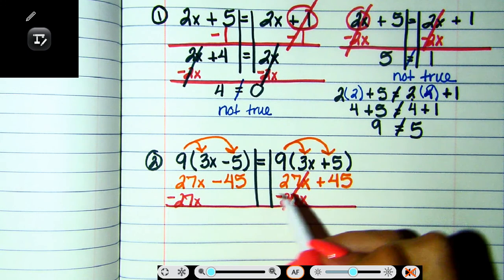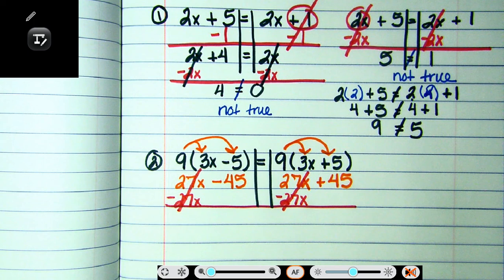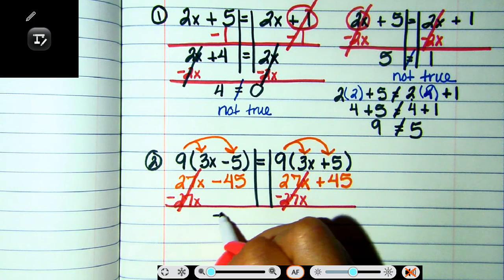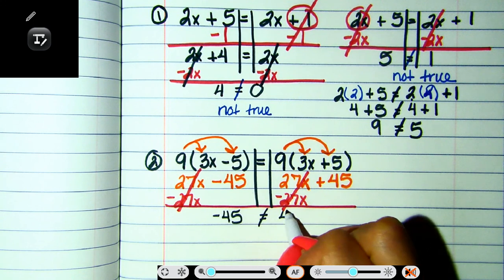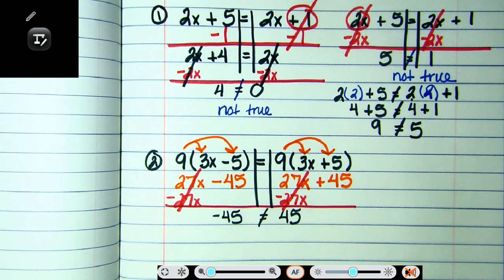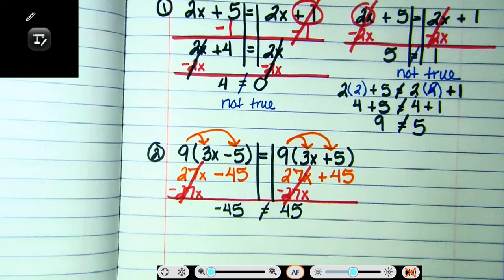Okay, cancels and cancels. So negative 45 is never going to be equal to a positive 45. So this is also a no solution.